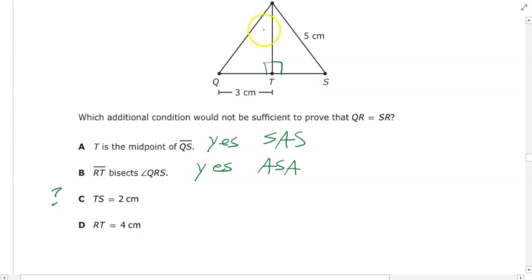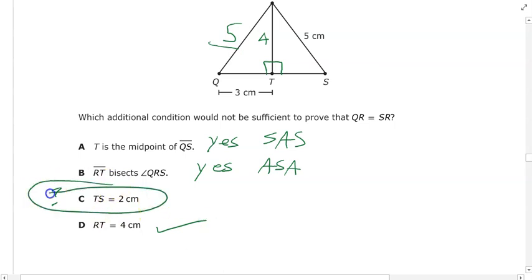So if RT equaled 4, then because this is an altitude, it's a right angle, you could do the Pythagorean theorem and prove that 3 squared plus 4 squared is 9 plus 16, which is 25. The square root of 25 is 5. That does show that that last piece has to be 5. So this one does work. So which one is not enough information to prove those two pieces? C is the one that is not enough information.